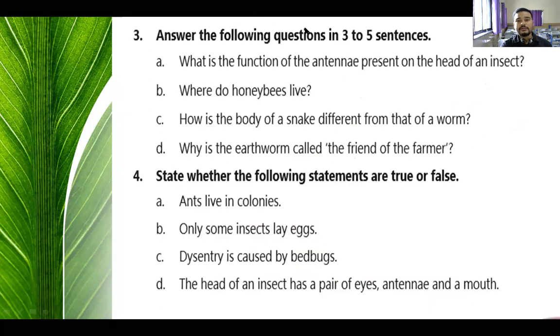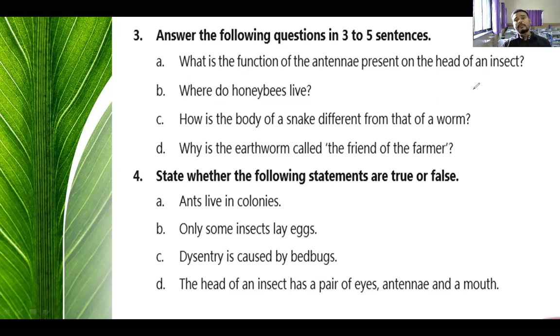Now here the question is: answer the following questions in 2 to 3 sentences. What is the function of the antenna present on the head of an insect? How many antennas are there? First, we are just discussing these questions and answers. I will be sending the question answers in a separate file also, that you have to copy and note down in your notebook. But we are just discussing over here.